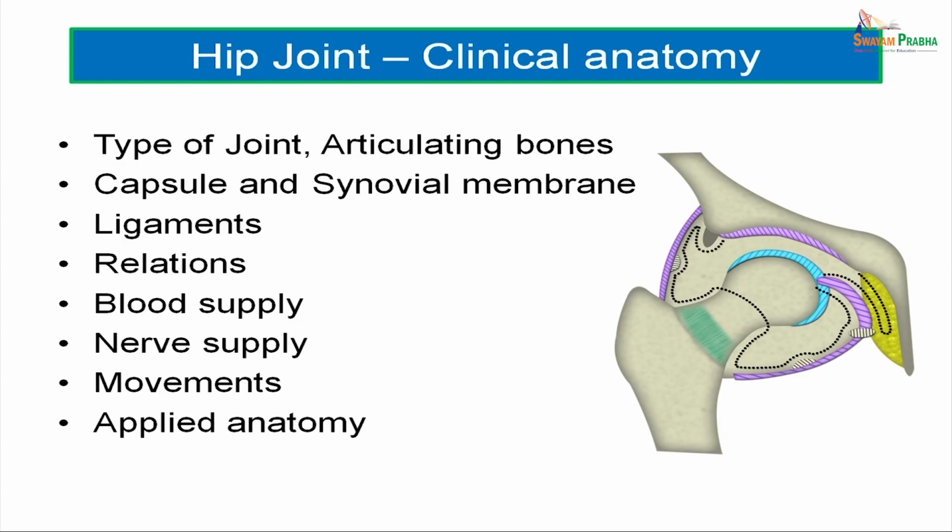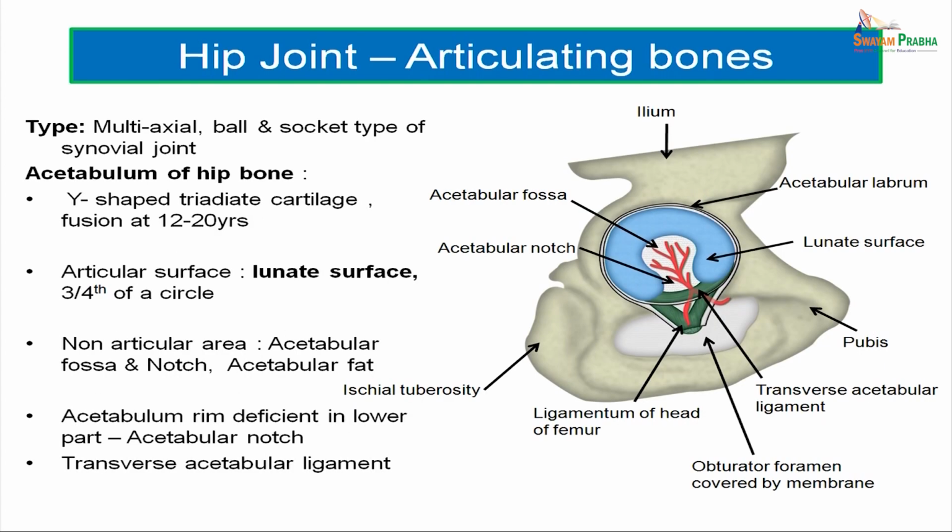We will discuss this topic under the following headings. We will first have a look at the type of joint which is formed, the bones which form the articulation, the capsule and the synovial membranes, the ligaments of the hip joint, the relations of the hip joint, the nerve supply, movements, and finally the applied aspects of the hip joint. Coming to the gross anatomy, the hip joint is a multi-axial ball and socket type of synovial joint.